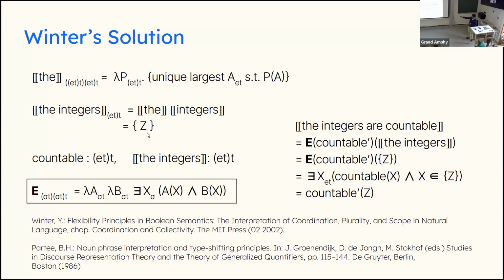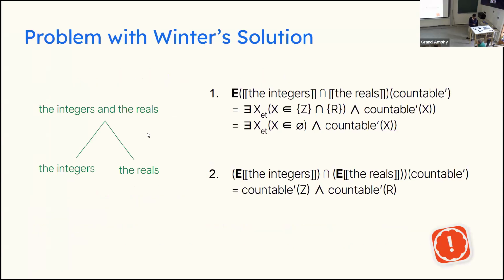So with the use of E, one can analyze the meaning of the integers are countable in the following manner. One can use the covert operator E to combine the meanings of countable and integers, and because the meaning of the integers is just a singleton set containing that, we get the meaning of the integers are countable. It's a correct prediction that the meaning of the integers are countable is just the function countable prime applied to z.